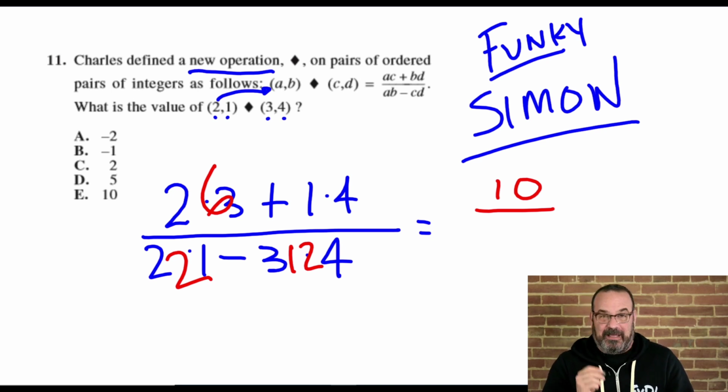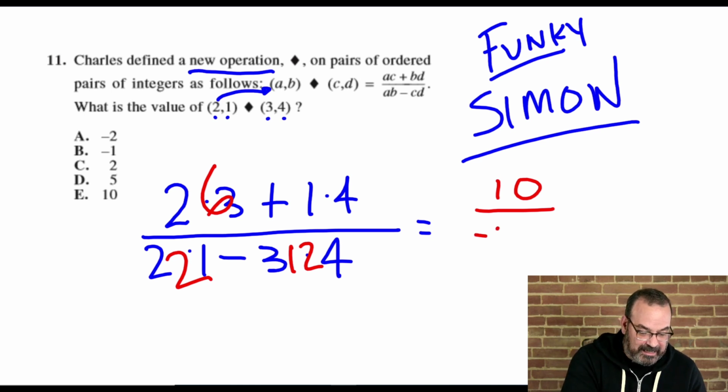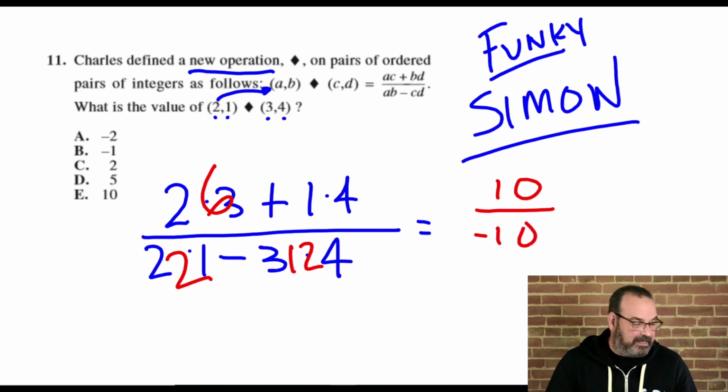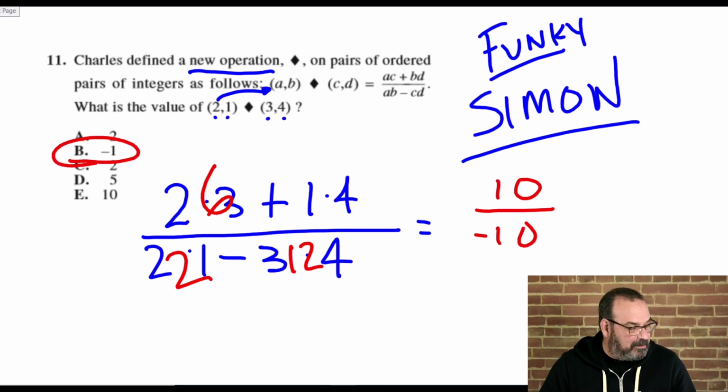Oh boy. I'm not as tired as I was yesterday, Peyton, if you're watching. And 2 minus 12 is negative 10. And 10 over negative 10 gives me an answer of negative 1. Good thing I practiced this problem.